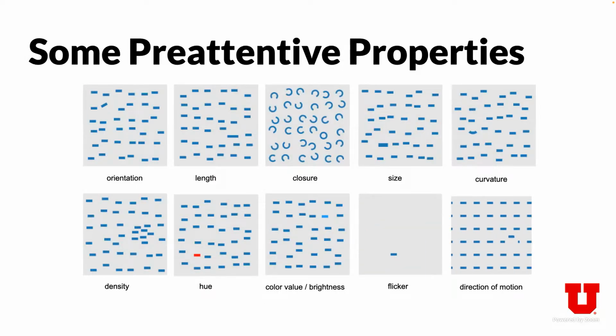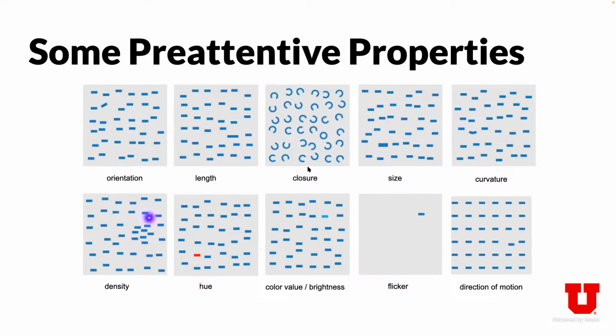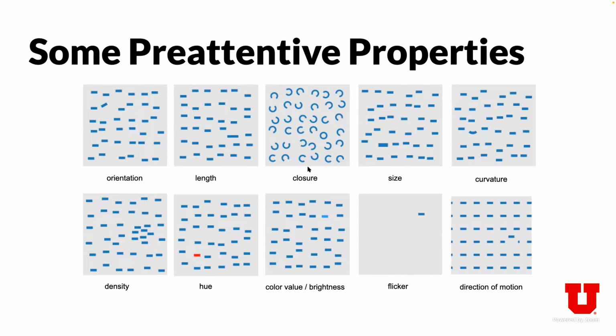And so this here is kind of a summary slide. The flicker here is a little bit broken in the GIF. But essentially you have orientation, length, closure, size, curvature, and density. So here we perceive this denser cluster quickly, pre-attentively. With hue, we have color value and brightness up here. We have flicker and direction of motion. And those two at the bottom are also very strong, right? We are very tuned to perceive things that move and move differently from everything else, because evolutionarily that is of course a great trait to have to see when the tiger is approaching you.